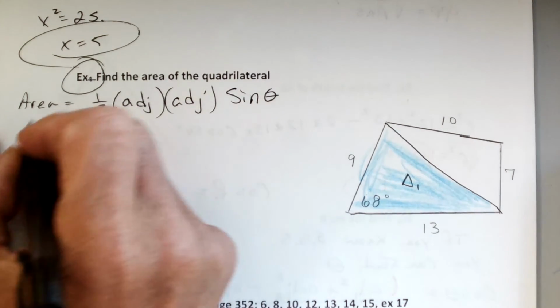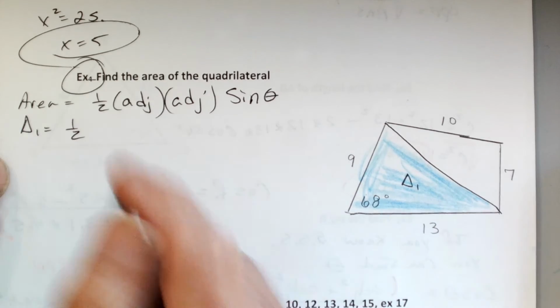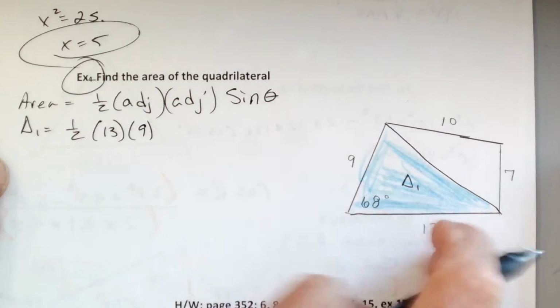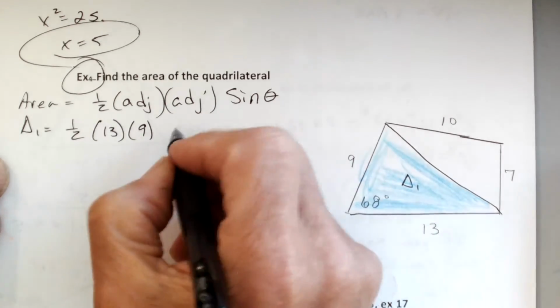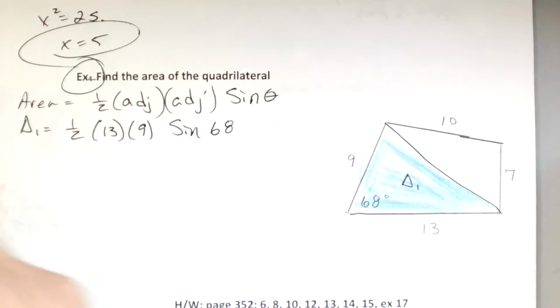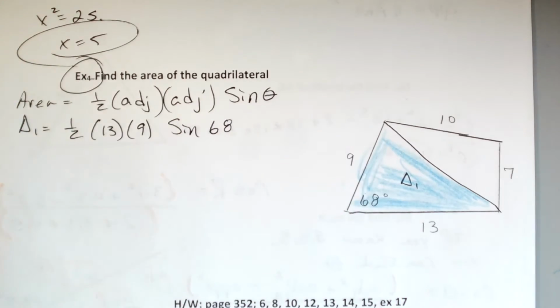So triangle 1 is simply going to be 1/2 times 13 times 9, or vice versa. It doesn't really matter which comes first, times the sine of 68. 0.5 times 13 times 9 times the sine of 68. I get an answer of about 54.24.